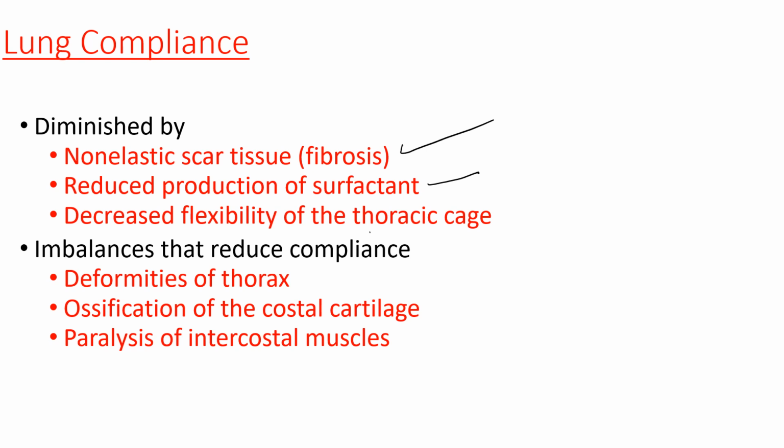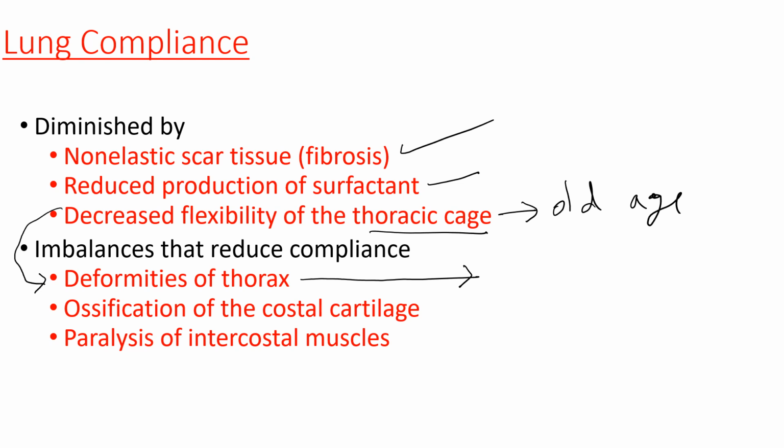Decreased flexibility of the thoracic cage. This is normal in old age. As we age, the thoracic cavity has more bone, less cartilage, and decreased flexibility. Other things that could cause less flexibility are deformities of the thorax. Severe scoliosis, for example, will do it. So now the thoracic cavity cannot expand.